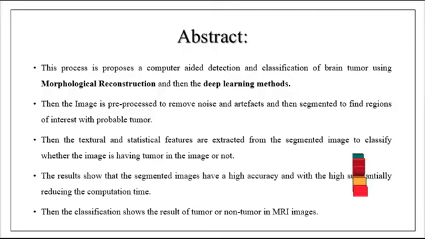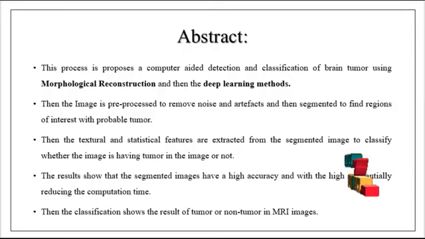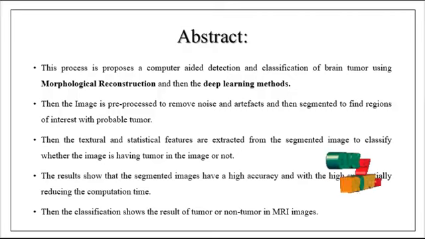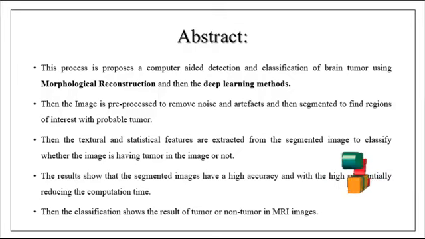This process proposes computer-aided detection and classification of brain tumor using the morphological reconstruction method, and then a deep learning method is used to classify whether the input image is tumorous or non-tumorous. Then the image is pre-processed to remove noises and artifacts, and then segmented to find the region of interest with the probable tumor. If any noise is present in the image, it will be removed during the noise removal in the pre-processing stage.